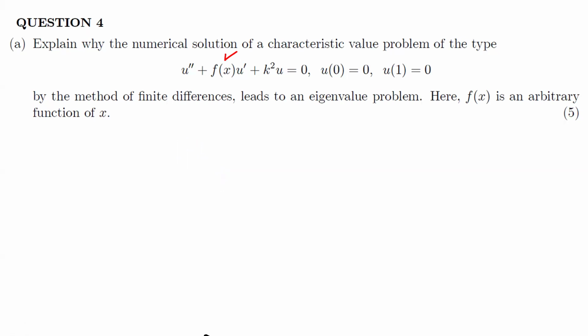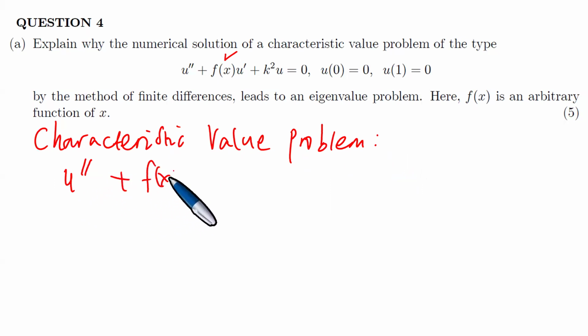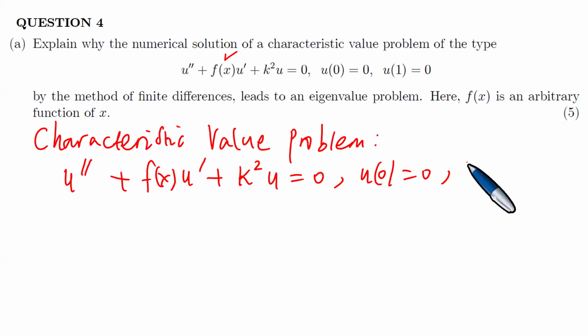We have what we call the characteristic value problem. It is a second order differential equation. Characteristic value problem: u double primed plus f of x u primed plus k squared u equals 0, u at 0 is 0, u at 1 becomes 0.